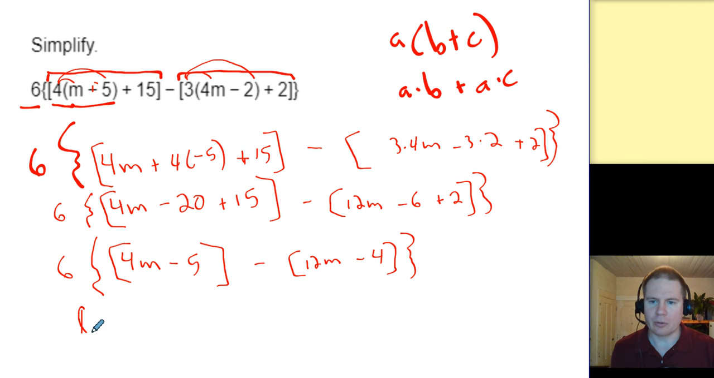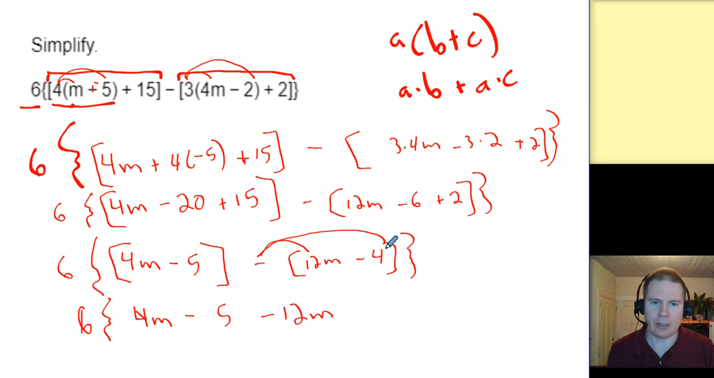Now, all right. I have nothing in front of these braces, so I just have these two terms minus these two terms. Well, that minus applies to all of this. The 4 is just a 4. Minus 12m minus minus 4, those two negatives become plus 4.